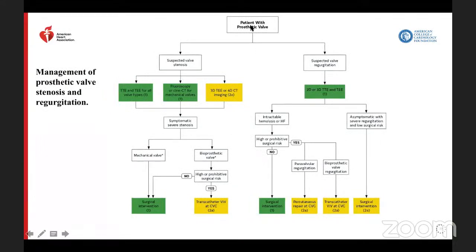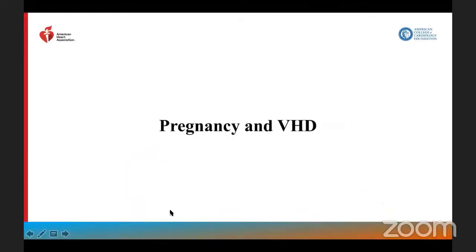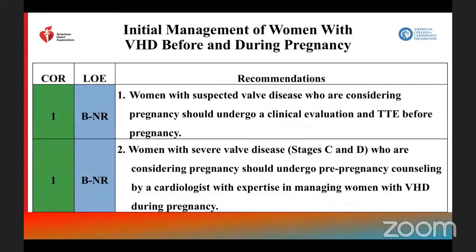And this diagram summarizes the recommendation for a prosthetic valve, either stenosis or regurg, and how to approach them from diagnosis to intervention. Moving to pregnancy and valvular heart disease issues.